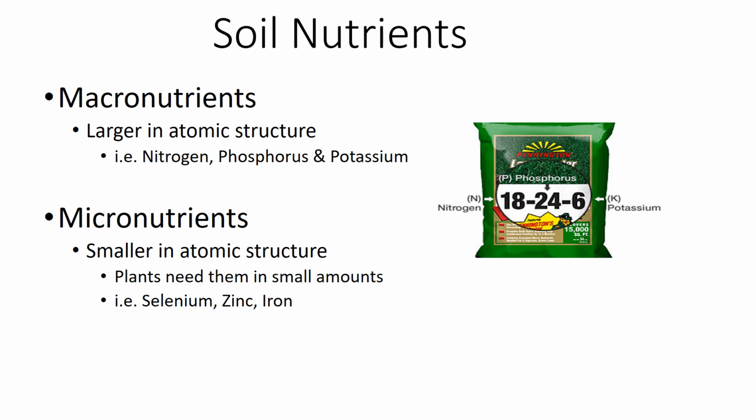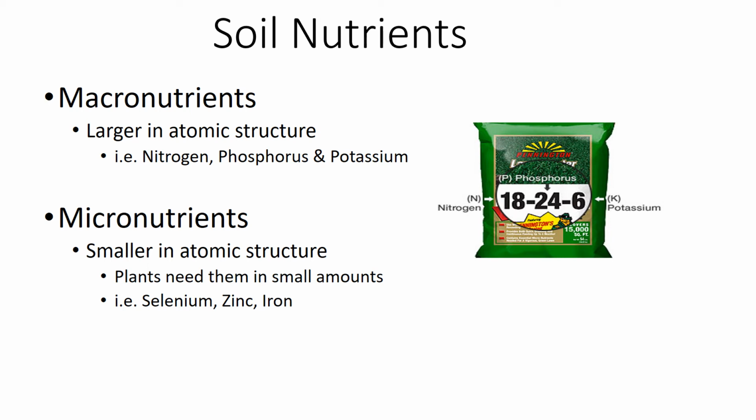So what nutrients are we most concerned with? Well, our macronutrients are our big ones. We have NPK, so nitrogen, phosphorus, potassium. If you look on any fertilizer bag or whatever it is, whether it's organic or inorganic, doesn't really matter, you have an NPK number.